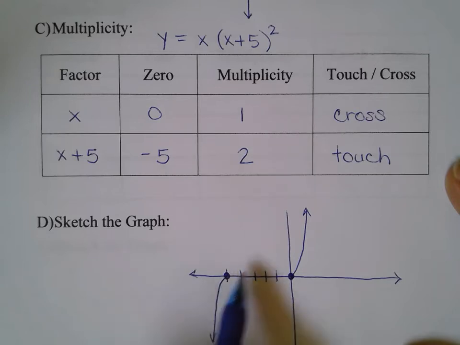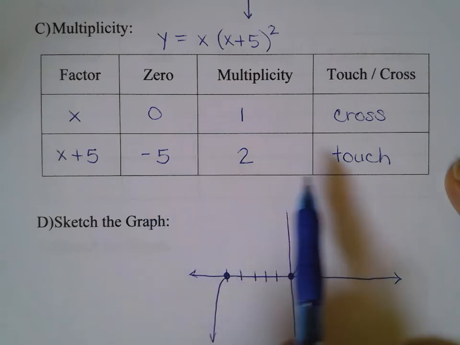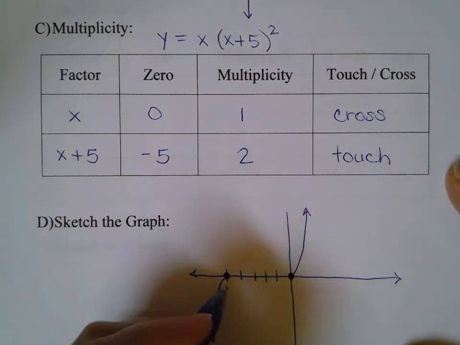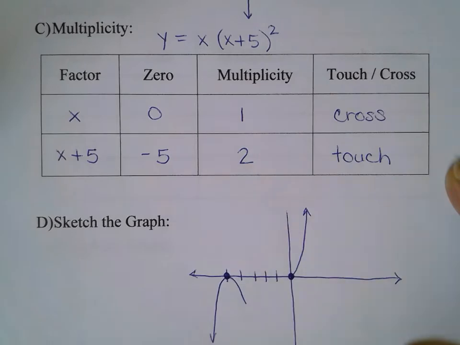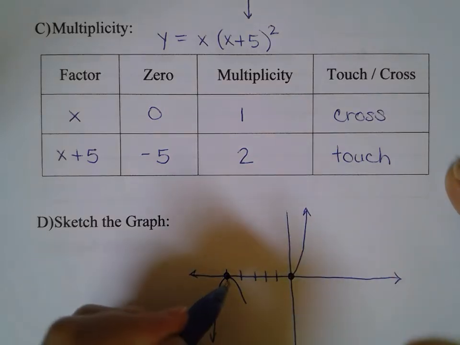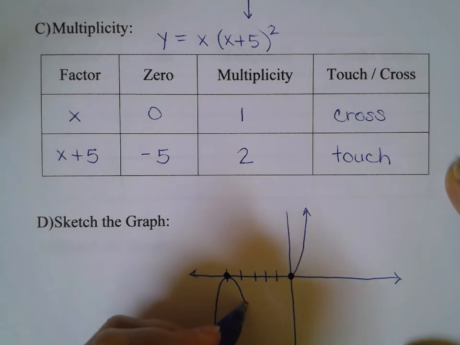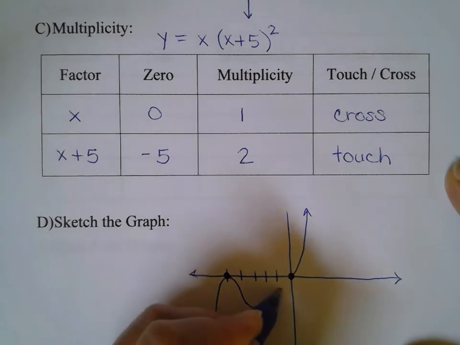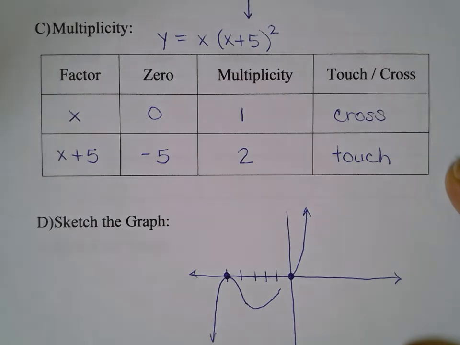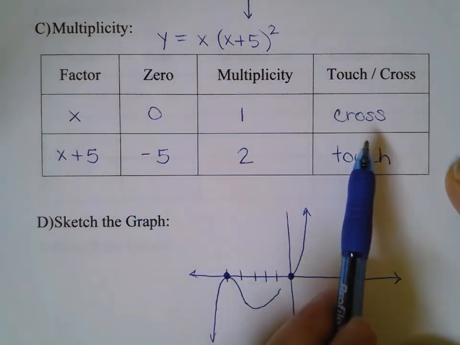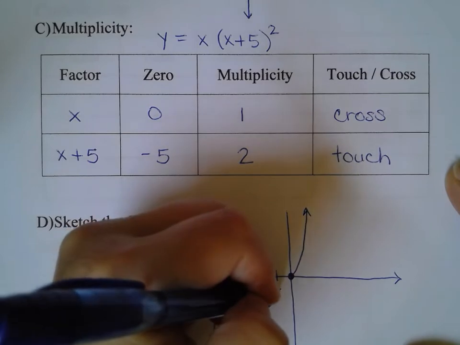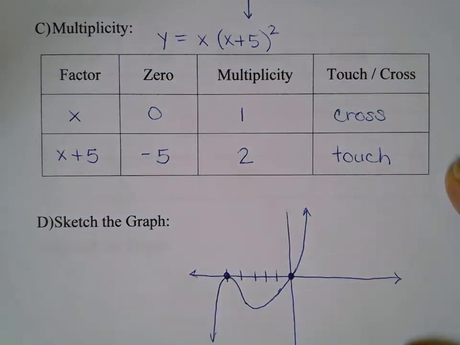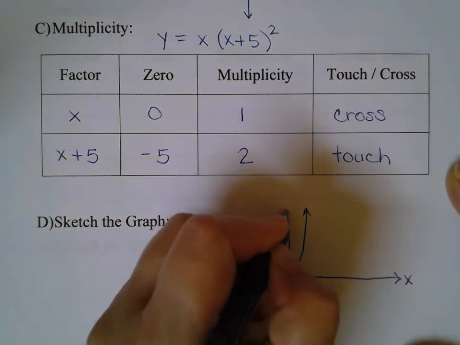So at -5, go back up to my chart, I'm going to just touch the x-axis and bounce back. Okay, now I'm estimating how far down I go. So it's okay if I don't get that part exactly right, but I do come down some distance. I'm just estimating that. And then I need to go back up so that I can hit my second 0, and at 0 I cross over. And so I get a shape that looks sort of like this.